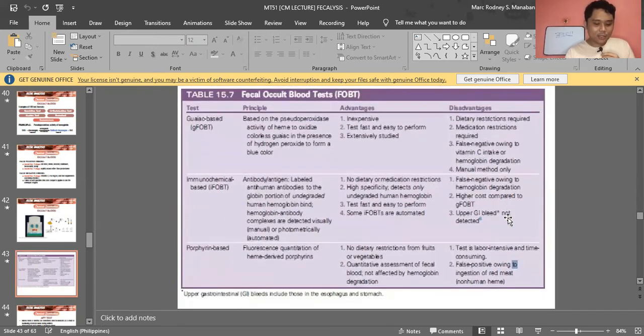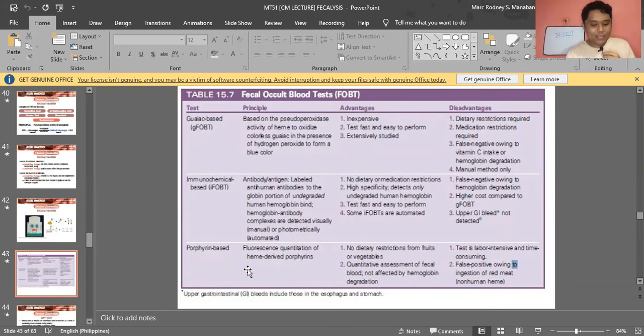Ayan, this is from Branzel. So for guaiac, again, pseudoperoxidase. For immunochemical testing, again, it's more on immunochromatographic kits. So labeled anti-human antibodies capture the globin portion of your hemoglobin. So of course, it's immunologic, so I won't elaborate so it doesn't become too much information.